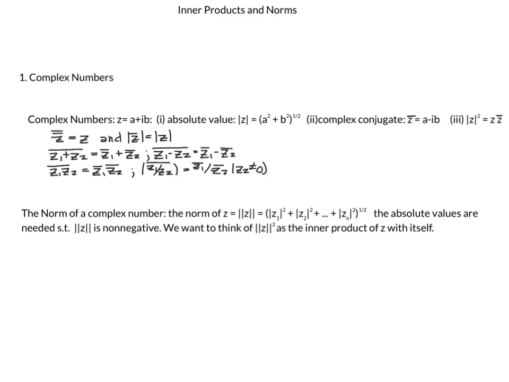Last, we have this definition of the norm of a complex number, which we denote with the double bar, so different from the absolute value. But that's equal to the square root of the absolute value of the first component, z1, squared, plus the absolute value of the second component squared, all the way up to the nth component, absolute value squared. So the absolute values are needed so that this norm is non-negative, and we want to think of this norm as the inner product of z with itself.